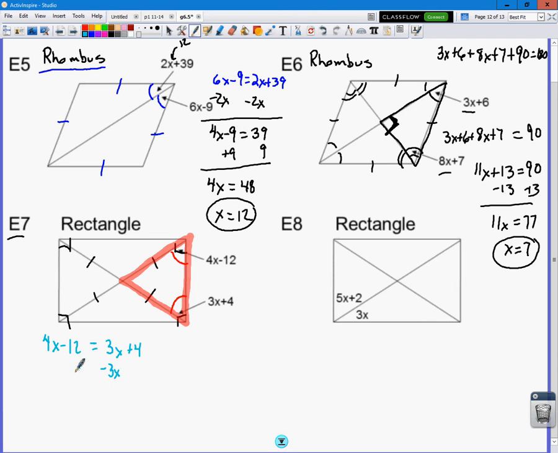Subtracting 3x. X minus 12 is equal to 4. Adding 12, x is equal to 16. Everybody okay with example 7?